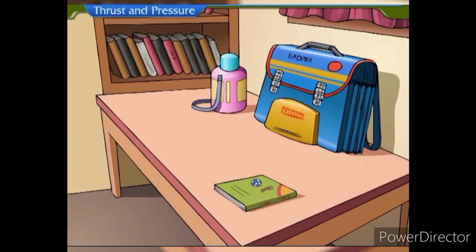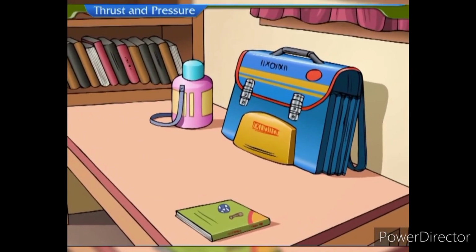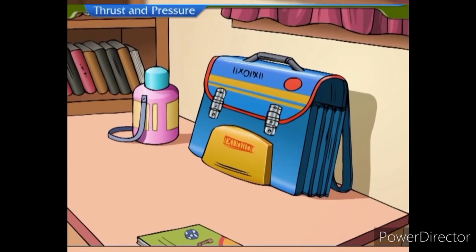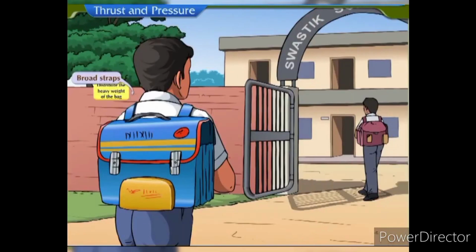It is for the same reason that school bags have broad shoulder straps. The broad straps distribute the heavy weight of the bag over a larger surface area on the shoulders, thus reducing the pressure on the shoulders of the students considerably and making it easier for them to carry such heavy bags.